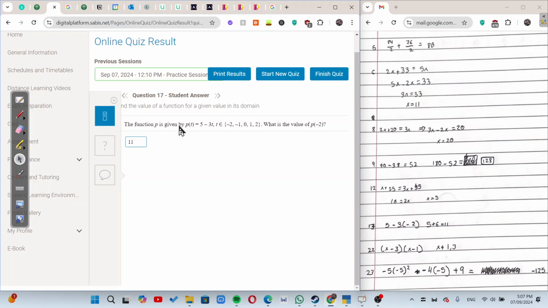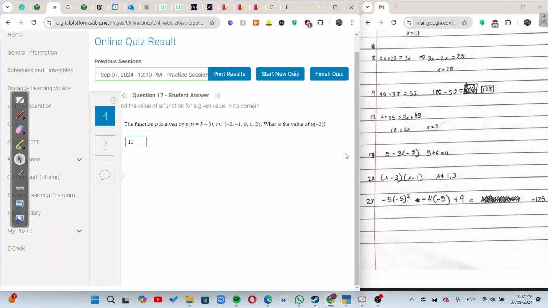The function p is given by this equation, and it comes out of this set of domains. What's the value of p at -2? Every time you see the letter t, replace it by the value -2. So 5 minus 3 times -2. When you multiply these two together, you get plus 6, because a negative times a negative becomes positive, and 3 times 2 is 6, and 5 plus 6 is 11. So that's how you solve this question.